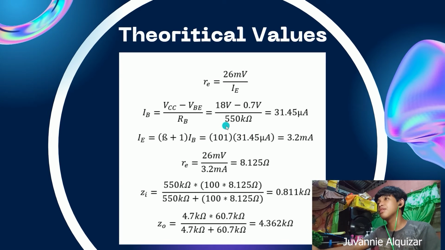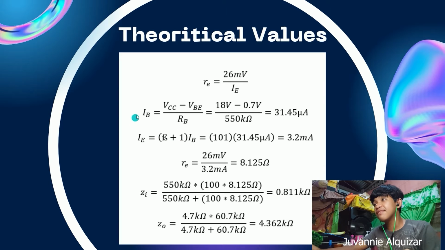To solve this circuit, we need to find the value of RE first, which has a formula of 26 millivolts all over IE. To find IE, we have to find IB first. The formula for IB is equal to VCC minus VBE all over RB, the base resistance. This is equal to 18 volts, which is the VCC, minus 0.7 volts, for the silicon BJT, all over 550k ohms. And this should give us a value of 31.45 microamperes.